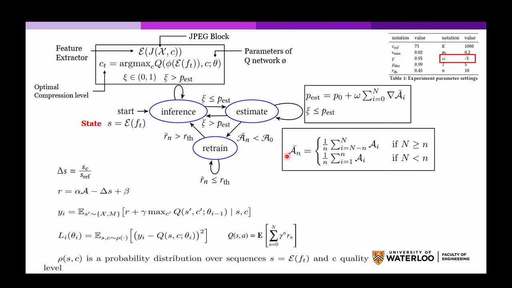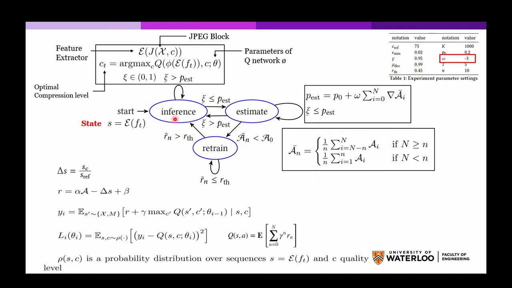Once the average accuracy of the latest n steps is lower than the average accuracy A node of the earliest n steps in the memory buffer D, it indicates that the current agent is no longer suitable for the current input sensory. AdaCompression will switch from the estimate to the retrain state and call the retraining kernel. Otherwise, it will remain in the estimate state with a probability P estimate, or return back to inference with a probability 1 minus P estimate.